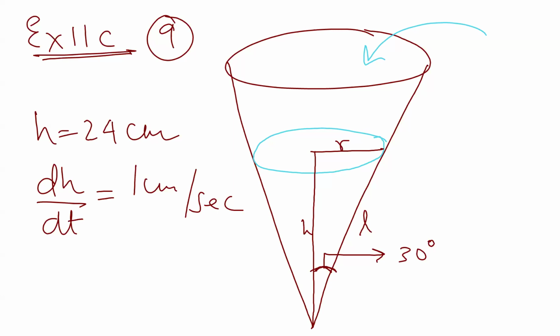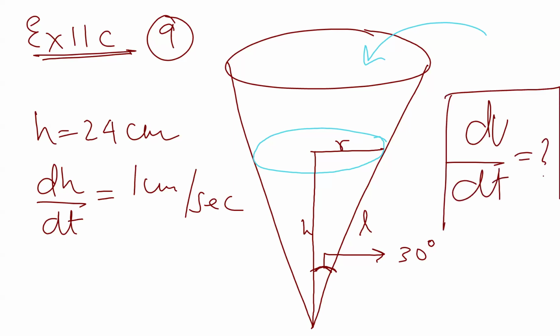Now they're asking you the rate at which the volume is increasing. Volume of the water is increasing. So dv by dt they are asking. How the volume of the water is increasing, at what rate it is increasing. They're asking this. Okay. Right. Now this semi-vertical angle will help us in one particular instance.